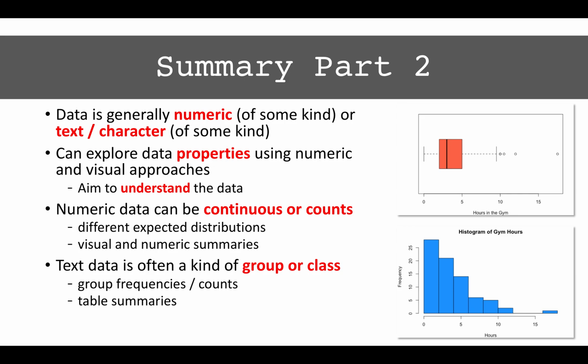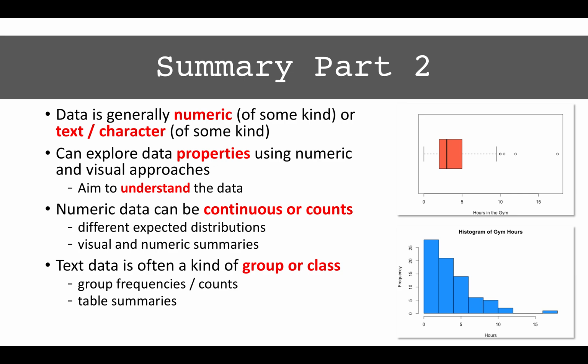So, data is generally of one of two kinds. It's generally numeric, or it's a text or character of some kind representing some group. And we can explore the properties of data and variables using numeric and visual approaches with the aim of trying to understand the data, what's going on in the data. Numeric data can be continuous or counts, and we have different expected distributions for these. Okay? And again, we can use visual and numeric summaries.